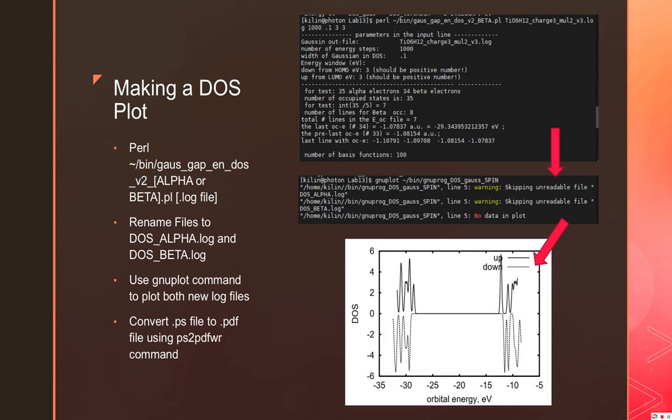This is just a very, very brief overview of DOS. This isn't very rigorous, as previous presentations were, but it's good to know the general format, especially for differentiation with alpha and beta spins. For making a DOS plot, you run a Perl command and then the rest of the command, and that will give you your alpha or beta .log files.